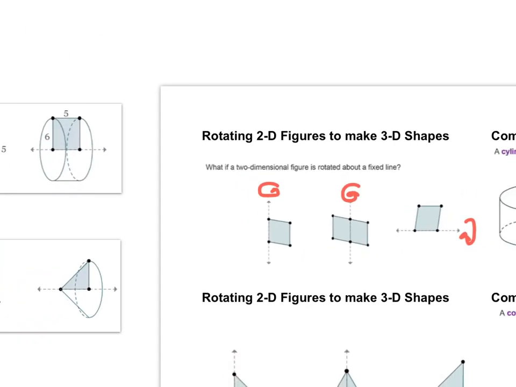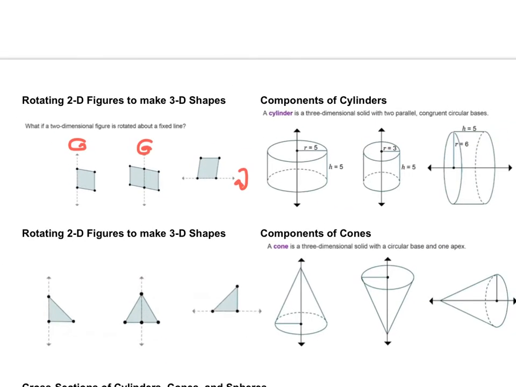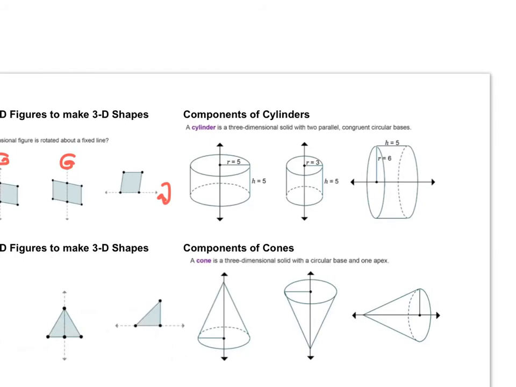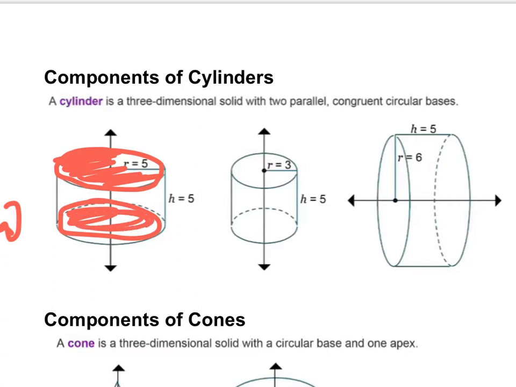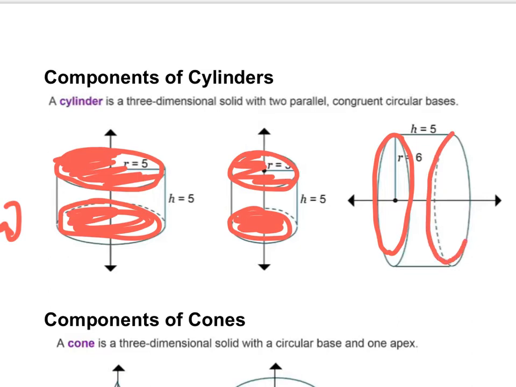All right, so what we end up getting here are these two different shapes. One is a cylinder, the other is a cone. The difference between them is that a cylinder has two parallel congruent circular bases. So the base here is a circle, just like these down over here. They all have a similar congruent circular base, here and here.